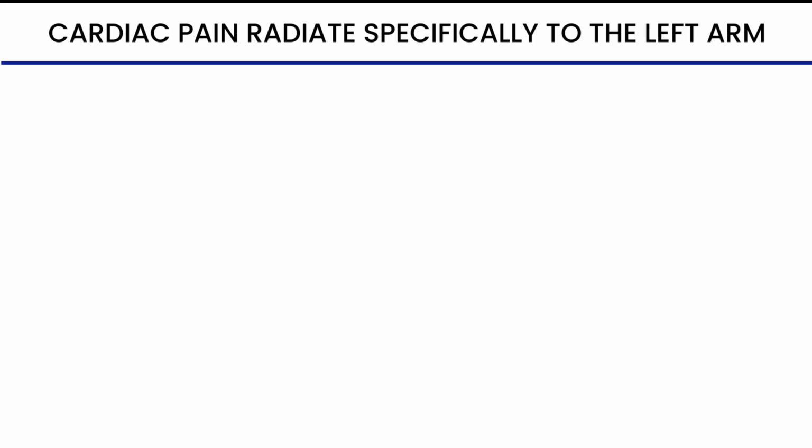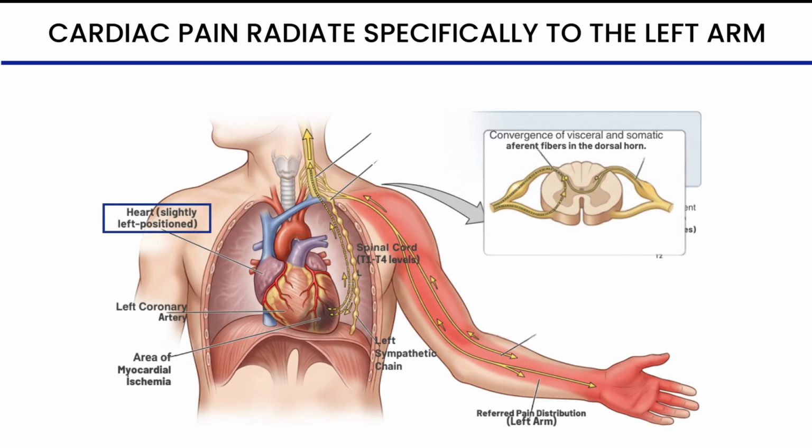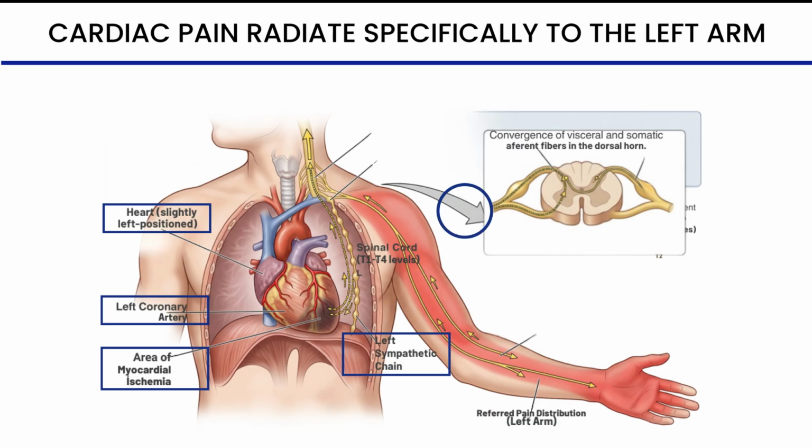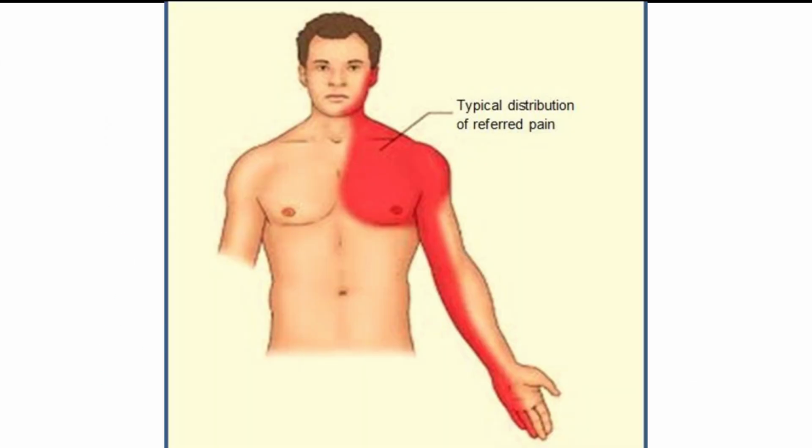The cardiac pain radiates especially to the left arm because the heart is positioned slightly to the left in the chest and the left coronary artery supplies most of the myocardium prone to ischemia. So cardiac pain fibers tend to be left dominant, traveling most often along the left sympathetic pathway, converging with left-sided somatic nerves, and that's why cardiac pain usually travels to the left arm.